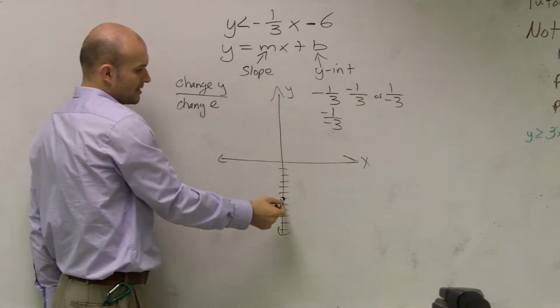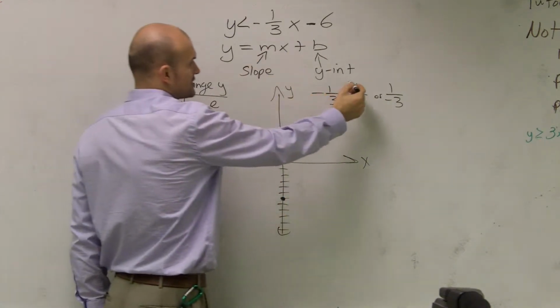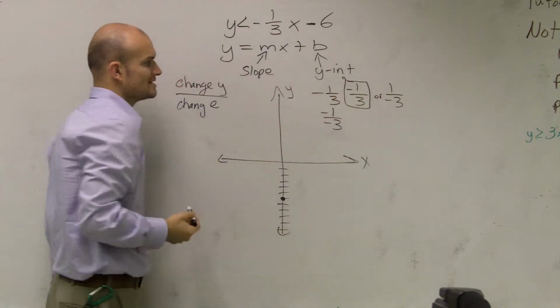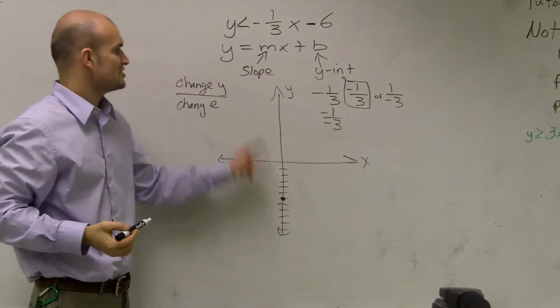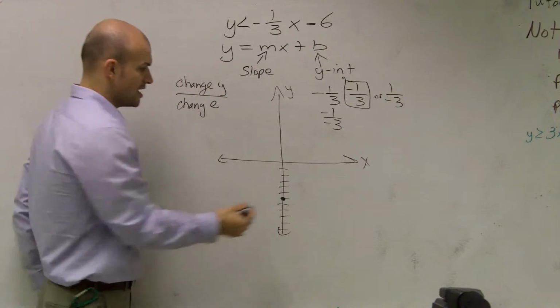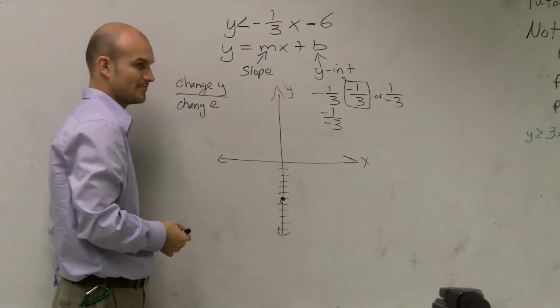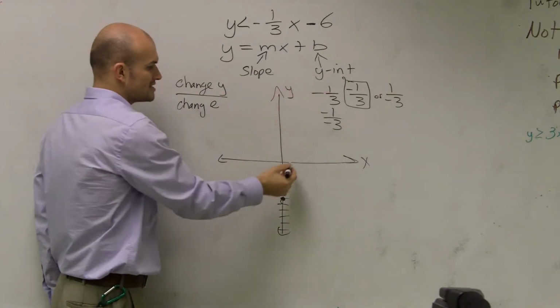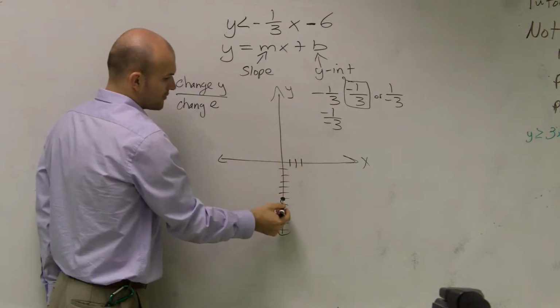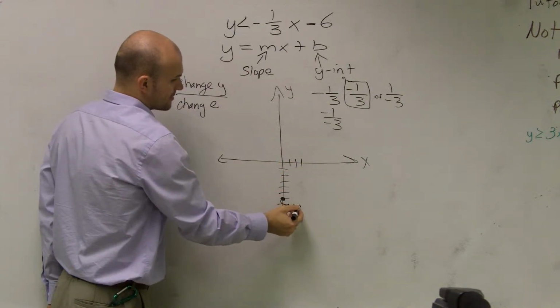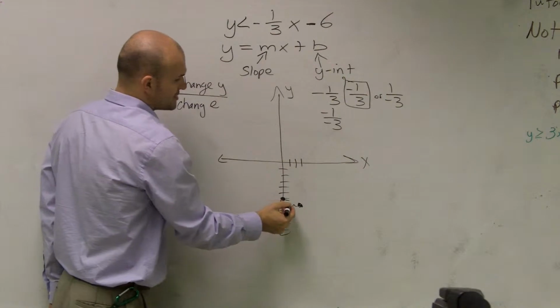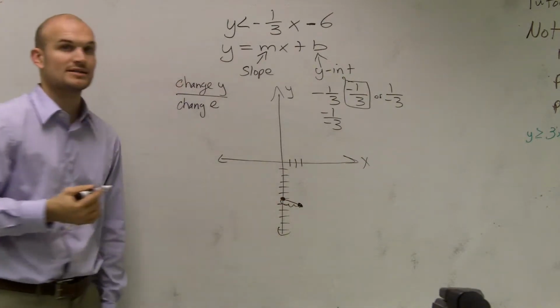So to find this out, let's go ahead and use this slope first. If my slope is -1/3, my change in y is -1. That's going to tell me to go down 1 unit. Then the change in x is 3, so I need to go over 3 units: 1, 2, 3. Now I can connect these 2 points and continue them left and right to make a line.